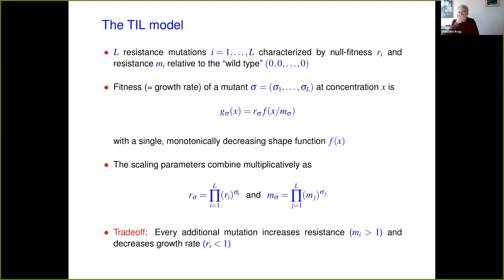And with that, we have defined the ingredients for the model. We have a total of L mutations. Each mutation is characterized by a null fitness and a resistance value, and both of these are measured relative to what we call the wild type, which is just a string with all zeros. And with that, we can now define the growth rate of a particular combination in this form.